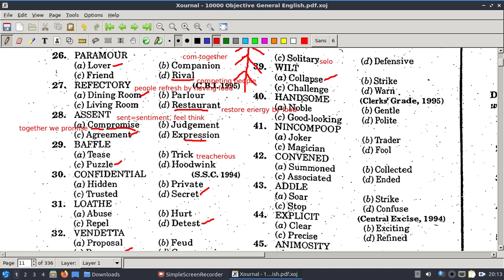Right. Next one, handsome. We all know what is handsome, but let's see what exactly it is. Handsome is very attractive, right? Someone who is attractive or beautiful to look at, or it can be available in large quantities or very generous. So in this case, it is about good looking. Handsome means good looking.